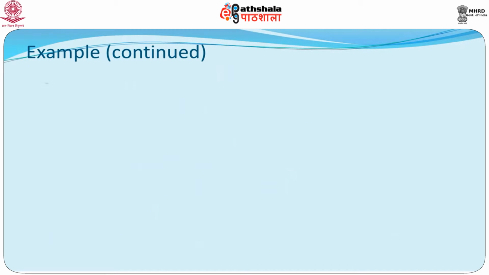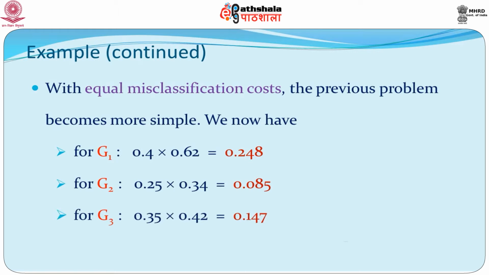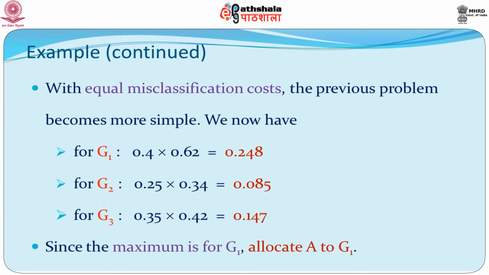What happens to our example? The same problem now becomes much simpler. We just calculate for G1 the probability of coming from G1 times the ordinate at x for G1, which is 0.62, and we get the value 0.248. Similarly, for G2 we get 0.085, and for G3 we get 0.147. And now we see that the maximum is for G1, which is 0.248, and hence we allocate A to G1.